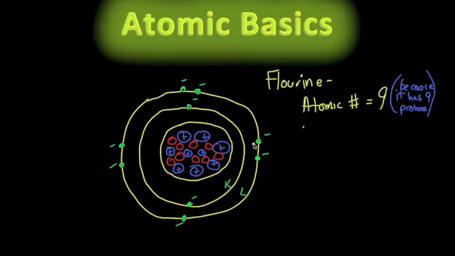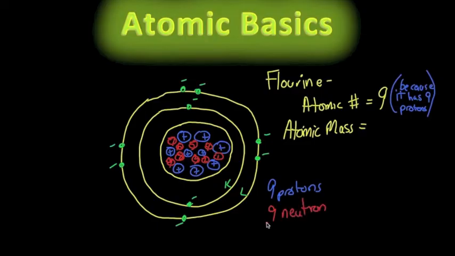Now let's try to calculate its atomic mass. We calculate atomic mass by adding up the number of protons plus the number of neutrons. And in this particular fluorine atom, we already know that we have 9 protons. So let's count up the number of neutrons. We have 1, 2, 3, 4, 5, 6, 7, 8, 9. So we have 9 neutrons. So if we add the protons plus the neutrons, that gives us an atomic mass of 18 AMU.